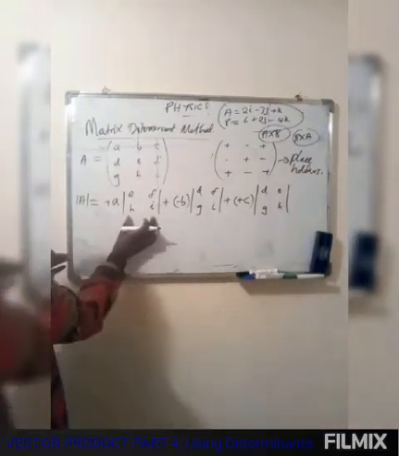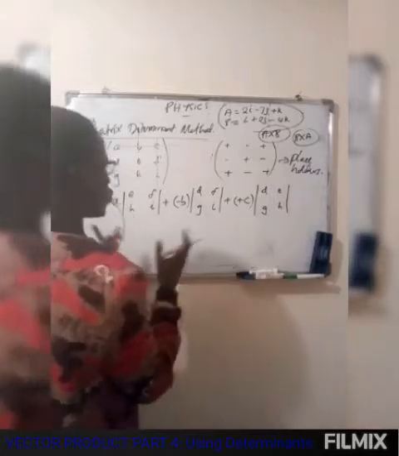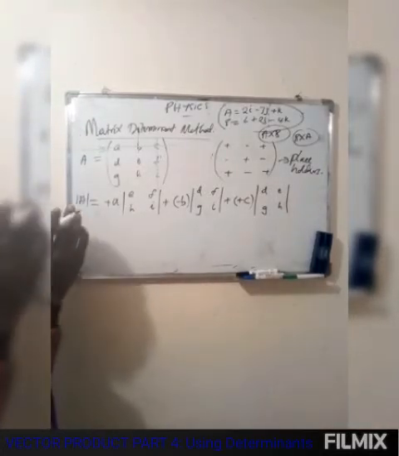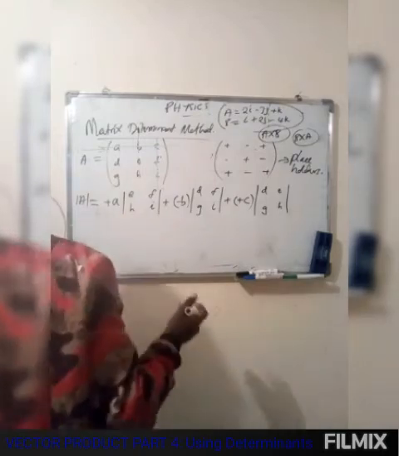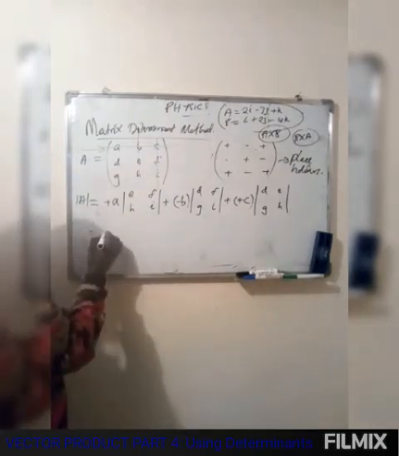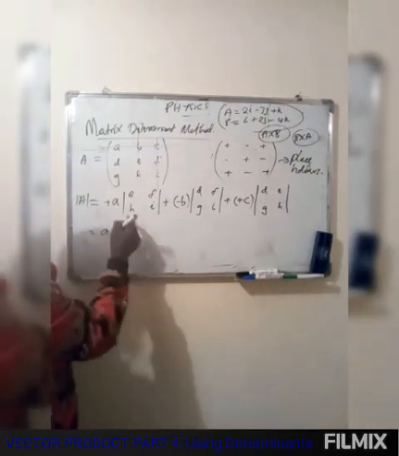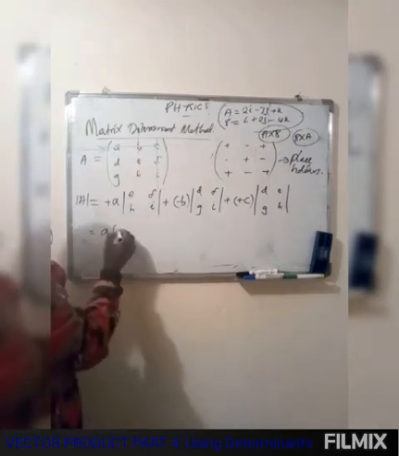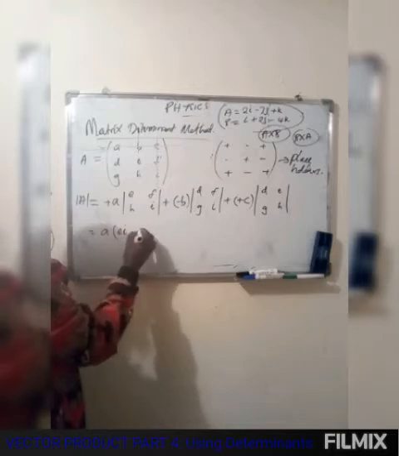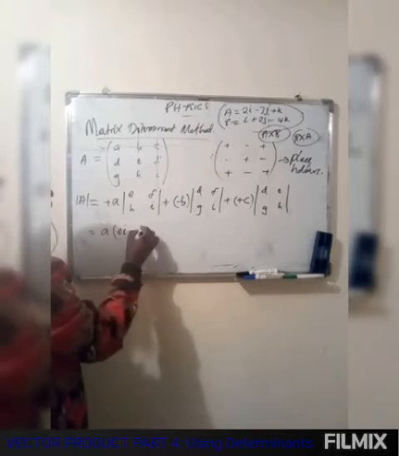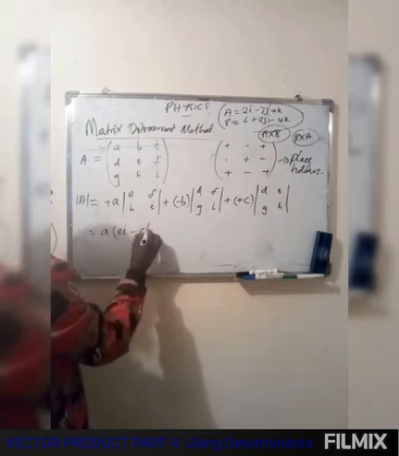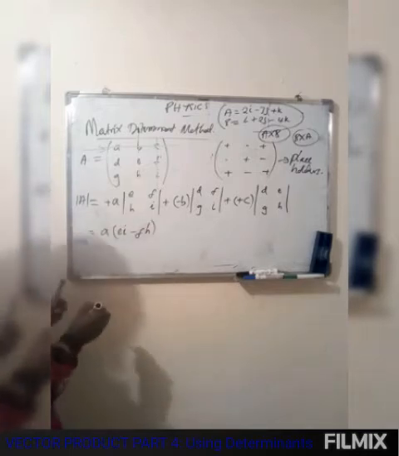Those are small matrices, the 2 by 2 matrices, which we can handle the same way we get the determinant of any 2 by 2 matrix. So this is now going to be A multiplied by, remember it's major diagonal minus minor diagonal, so this is EI minus FH.